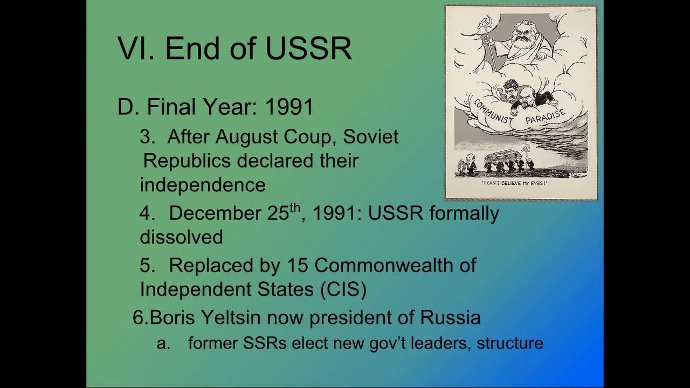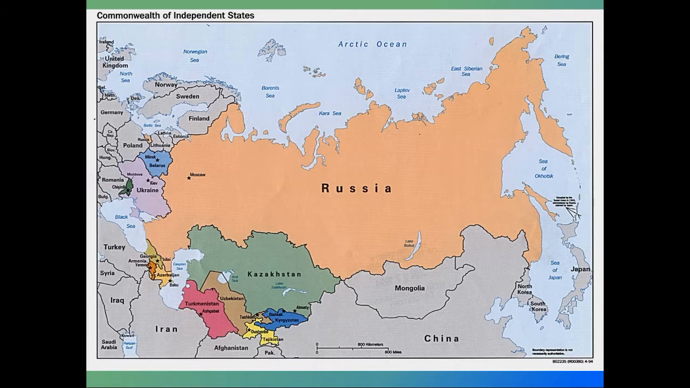Most of them embrace aspects of democracy. Some of them at times become more dictatorial. Unfortunately, that's often more the case now than in times past, which is unfortunate. So now these former Soviet Socialist Republics, the Soviet Union used to be all of this and all of these countries here. Now it's these 15 independent states, which is pretty amazing.